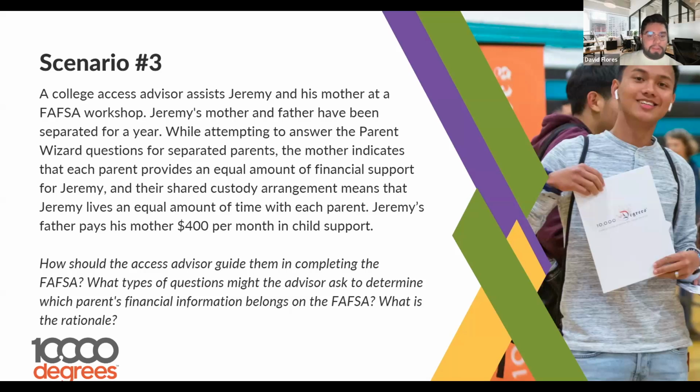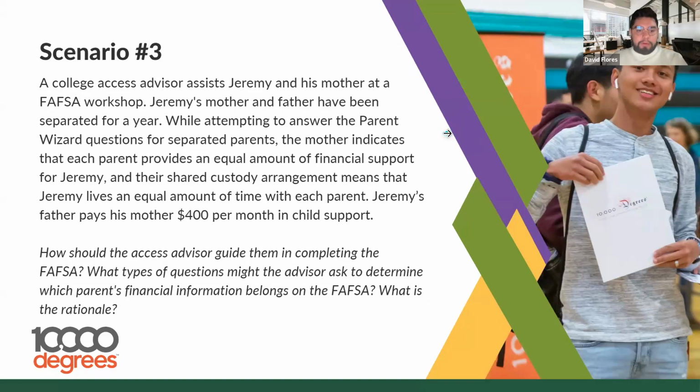How should the access advisor guide them in completing the FAFSA? What types of questions might the advisor ask to determine which parent's financial information belongs in the FAFSA, and what is the rationale? And for those who are just incoming, I said previously that if there's anyone that wants to provide an answer for scenario 3, please do.